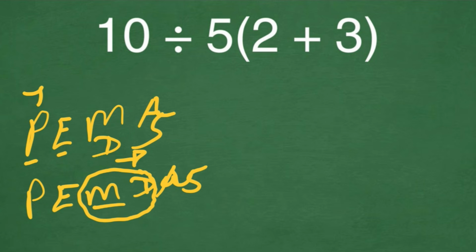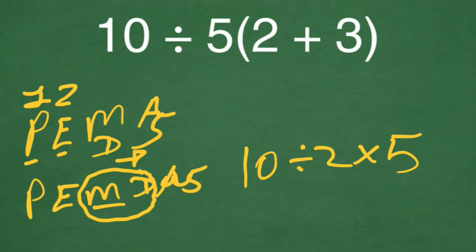So priority number 1 is parentheses. After we solve all the parentheses, we have to move to priority number 2, which is the exponent. Then multiplication and division have equal priority. But if they have equal priority, how should we solve them? If they come multiple times, like 10 divided by 2 times 5, how should we solve this?